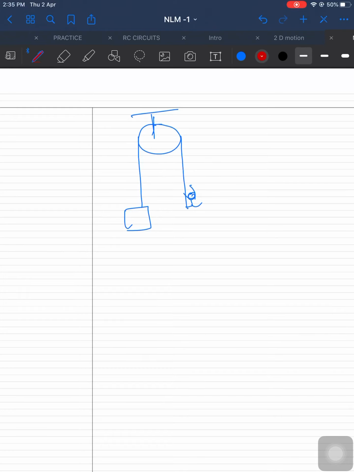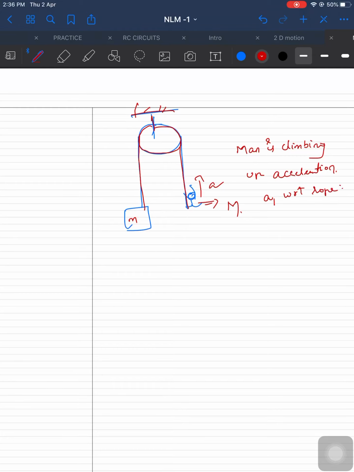A man is trying to climb this rope in the upward direction, and the mass m1 is m kg, and this is a fixed pulley, and it is like this, and the mass of the man is capital M. Mass of the man is capital M, and in the question it is given a man is climbing up with acceleration a1 with respect to rope.